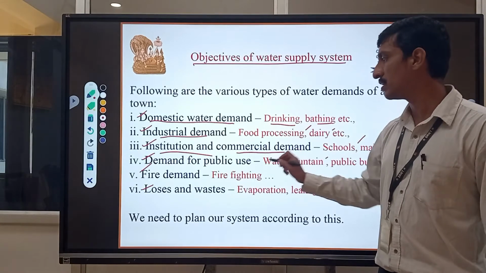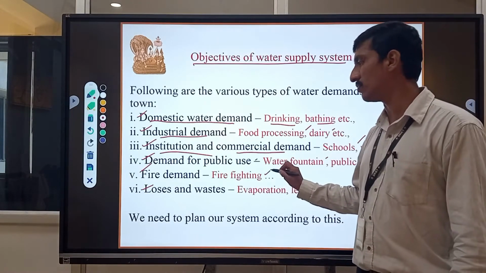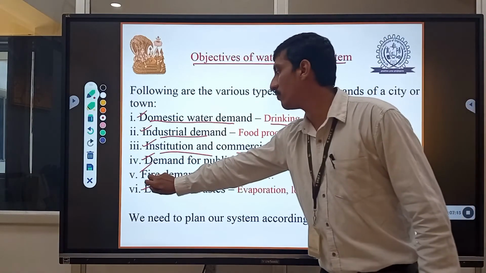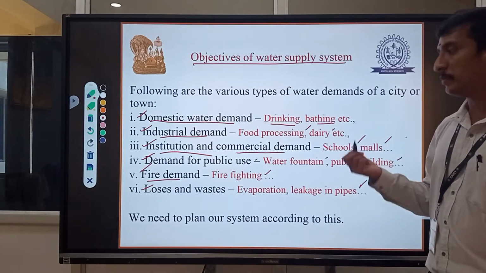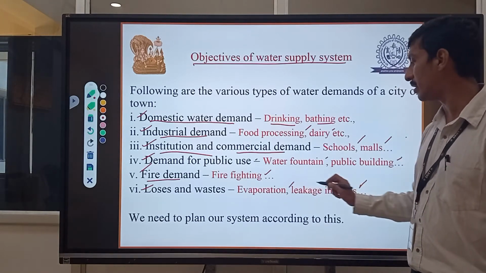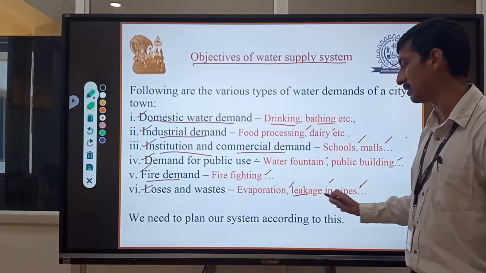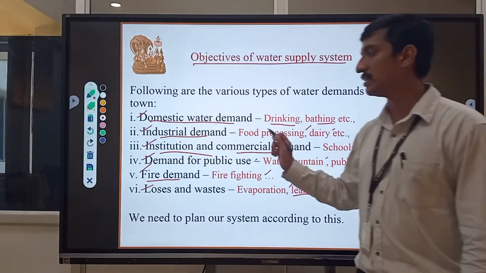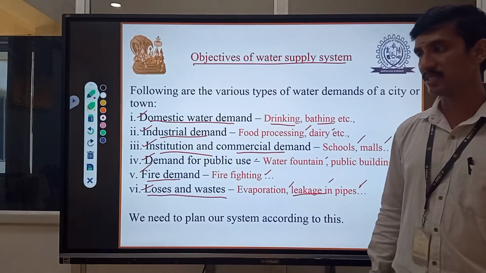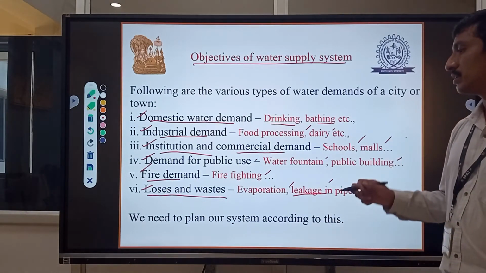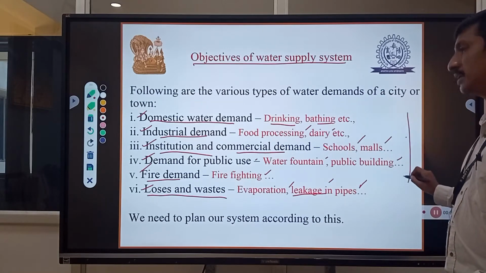That demand is called public water use demand. In the case of firefighting, we use that water. That water demand is fire demand. And then some water will be lost through evaporation or leakage in the pipe. In the case of damage in the pipe, water leakage will occur, and that demand is called losses and waste. We plan that system according to this requirement also.